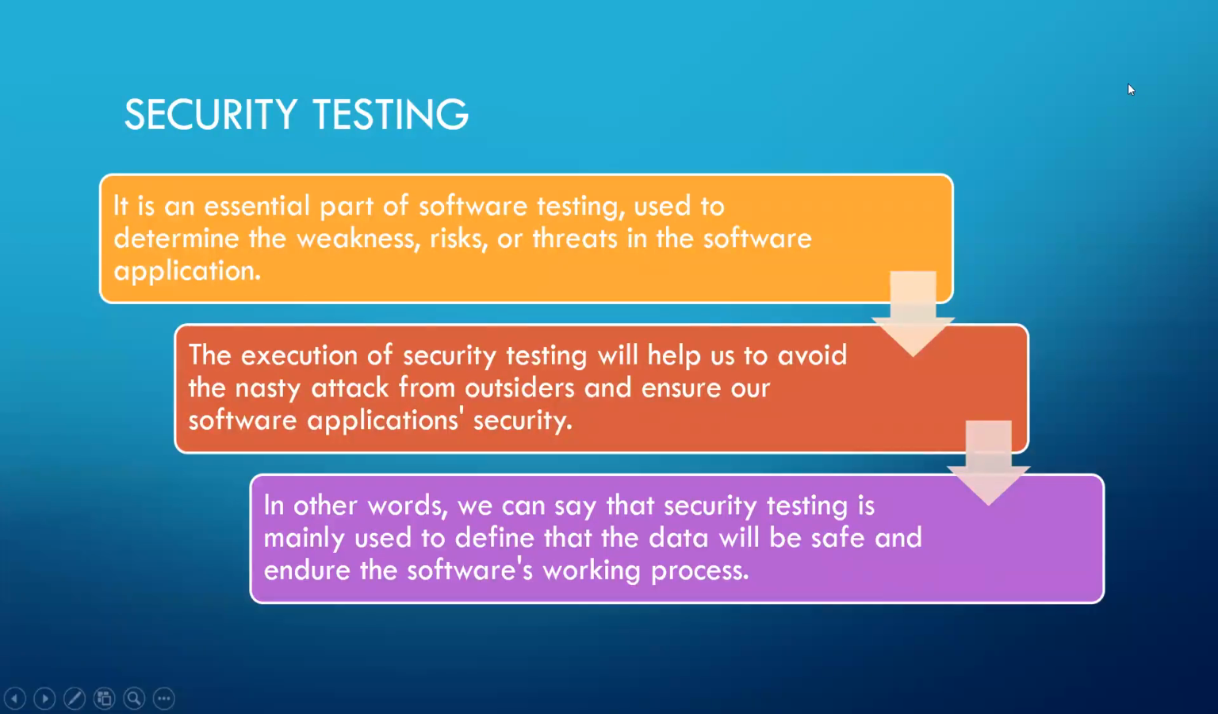Next is security testing. It is an essential part of software testing used to determine the weaknesses, risks or threats in the software application. So we can see encryption, decryption. Encryption, decryption is nothing but we have private keys and public keys. Now what happens is, when you are sending some text on WhatsApp, you can see a message which shows that end-to-end encryption is done. So that is nothing but them providing the security.